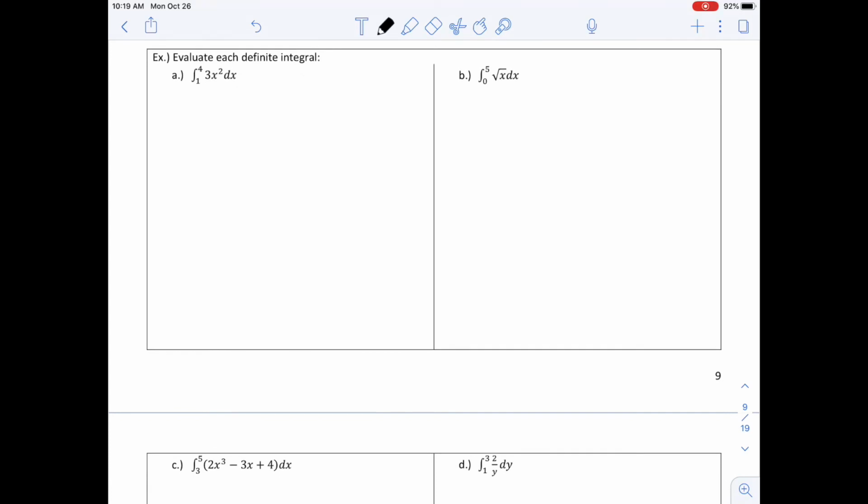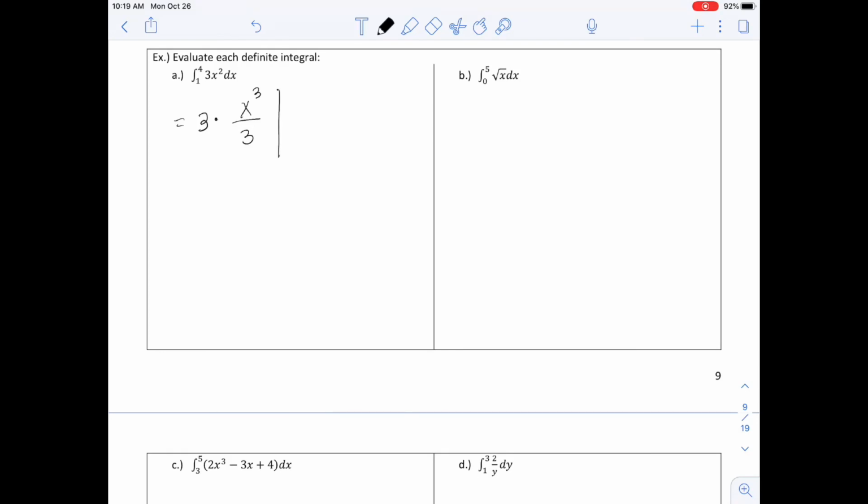The next example that we have says evaluate each definite integral. So the first integral that we have is the integral from 1 to 4 of 3x squared dx. So all we're going to do is take the integral just like what we did before. This is a 3, so it's just a constant, and then x squared. Integrating this would be x cubed divided by the same value. Again, we do not need to put our plus c because they cancel out, and you would see that if you did actually put the plus c.